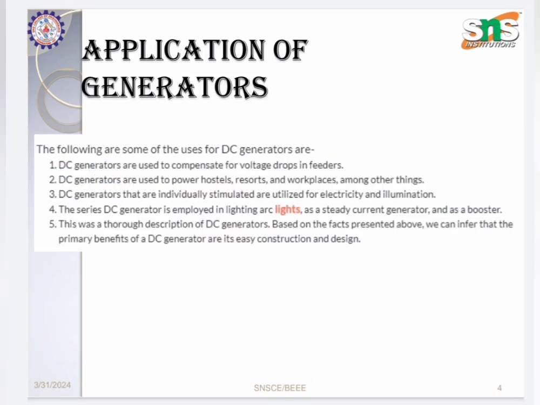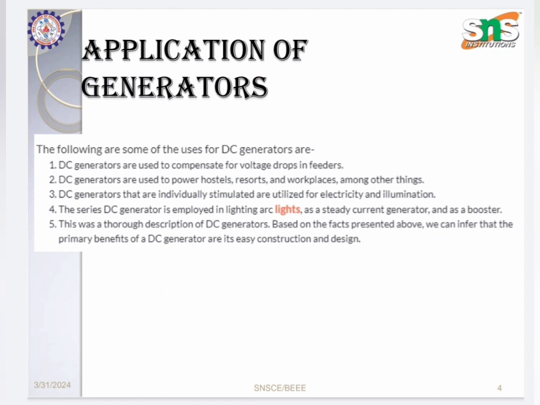Now, we can also look at the various applications of generators and motors. The following are some of the uses of DC generators. DC generators are used to compensate the voltage drops in the feeders. They are used to power hostels, resorts, and workplaces, among other things. Individually excited DC generators are utilized for electricity as well as illumination. The series DC generator is employed in arc lighting as a steady current generator and as a booster.